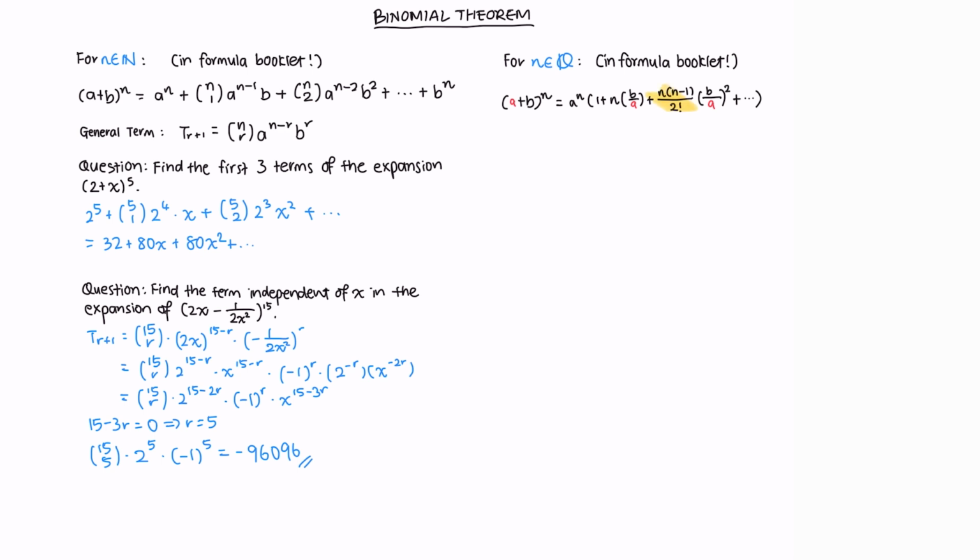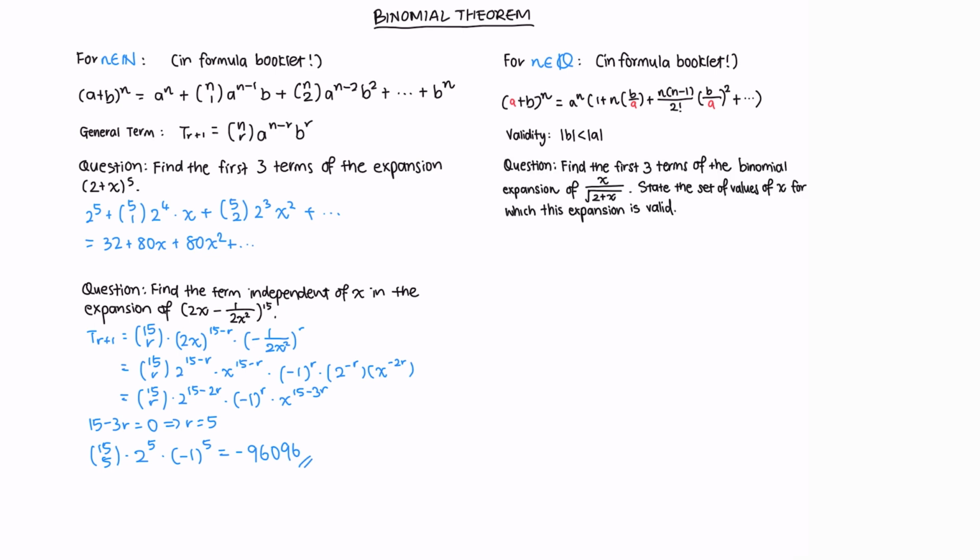So this kind of reminds you of nC2, right? But in this case, it's just applied to non-natural numbers. Okay, and one more thing, this expansion is only valid for when |b| is less than |a|. We'll utilize this a bit later. So let's solve a question.